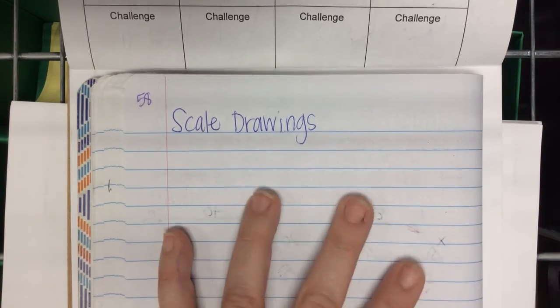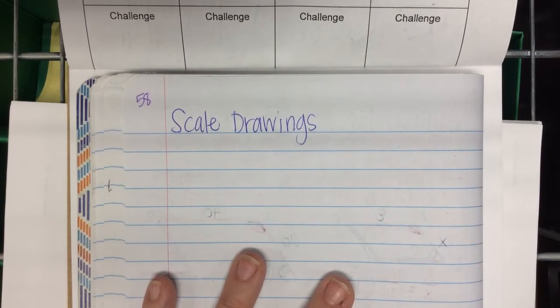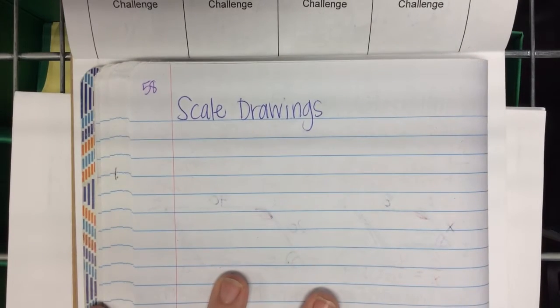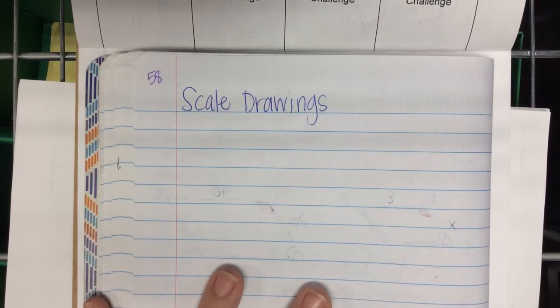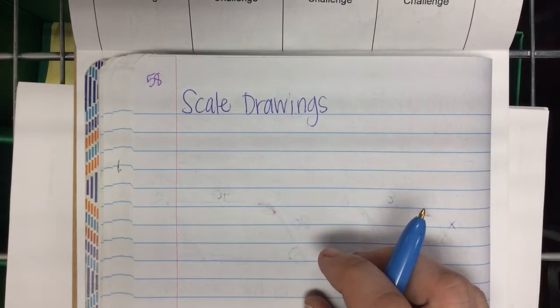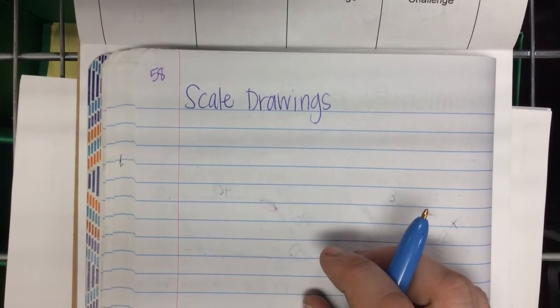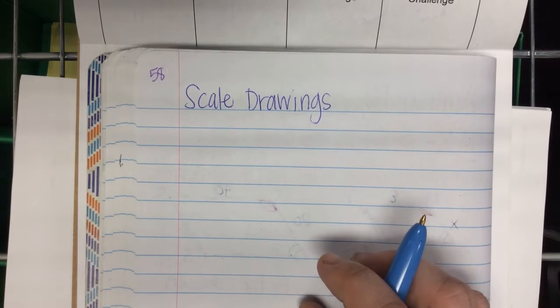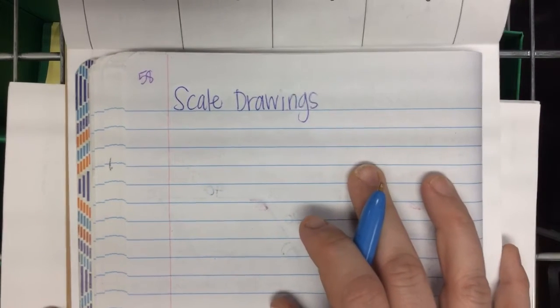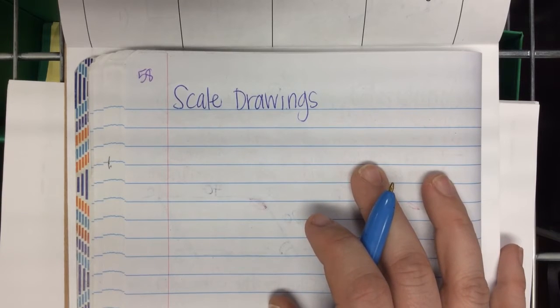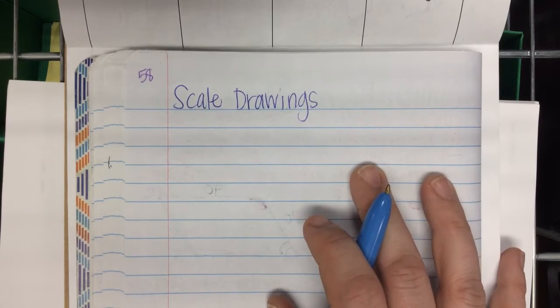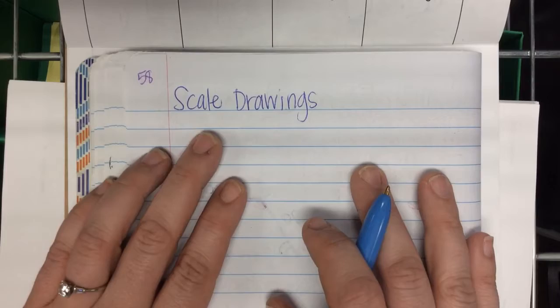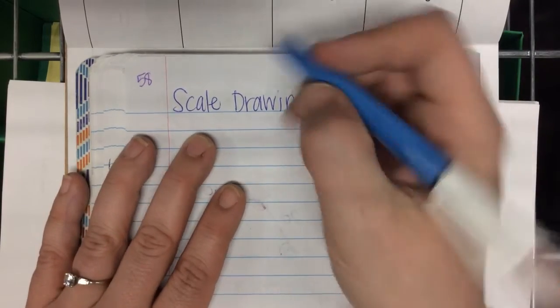Scale drawings. So the idea behind scale drawings is that you use them as a form of a proportion, right? So we're still having two fractions equal to each other, two ratios, or a proportion.